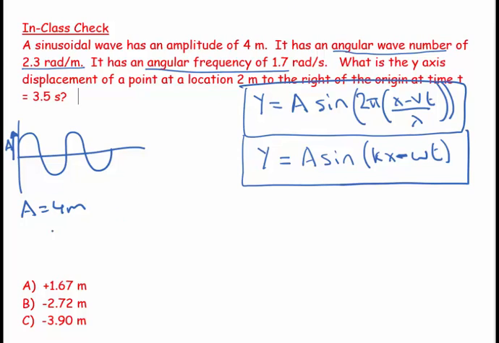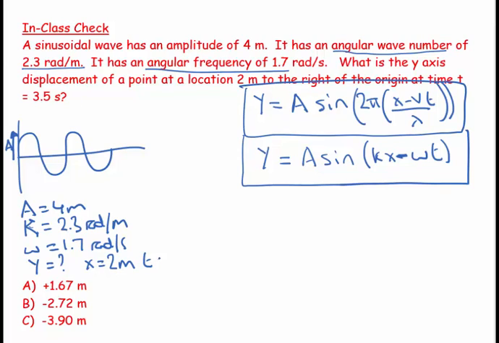And it has an angular wave number, this is my K, of 2.3 radians per meter. It has an angular frequency of 1.7 radians per second. And then what is the y-axis displacement at x equal to 2 meters and t equal to 3.5 seconds?